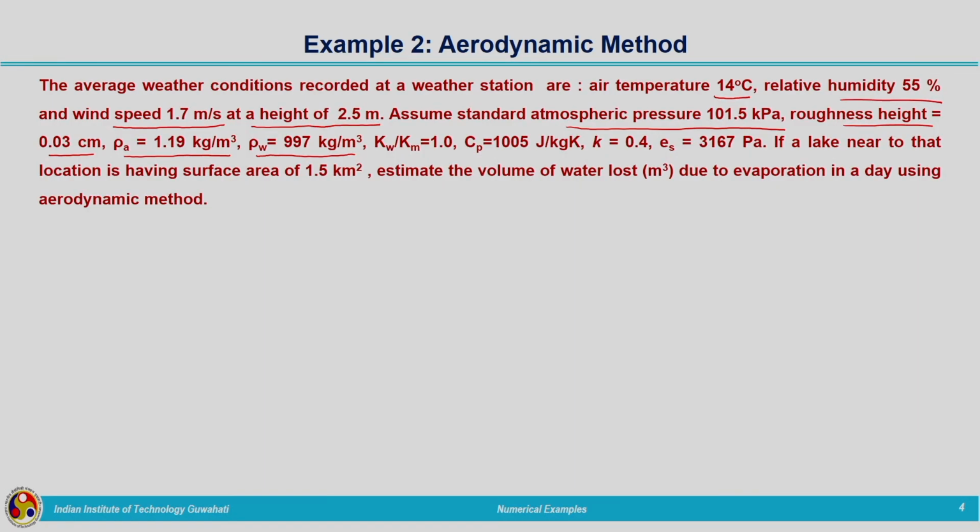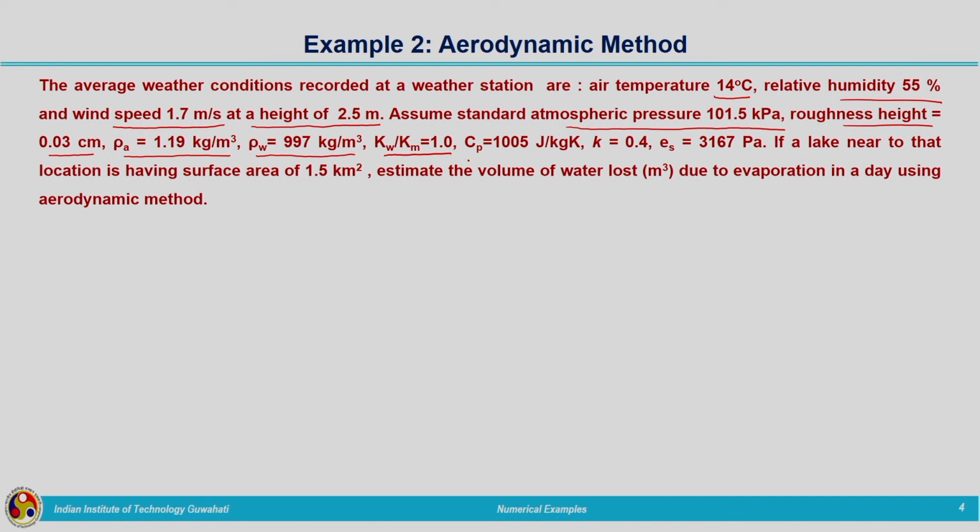factor and also the momentum diffusivity coefficient. The ratio of these two coefficients Kw divided by Km can be assumed as 1. That is, when we were deriving the simplified form of Thornthwaite-Holzman equation, we have considered Kw by Km to be 1. So, the same assumption we are using here.